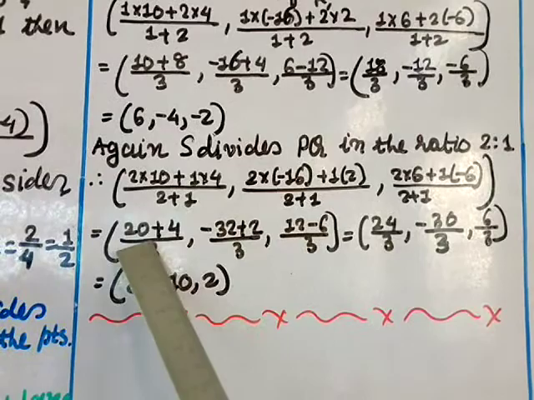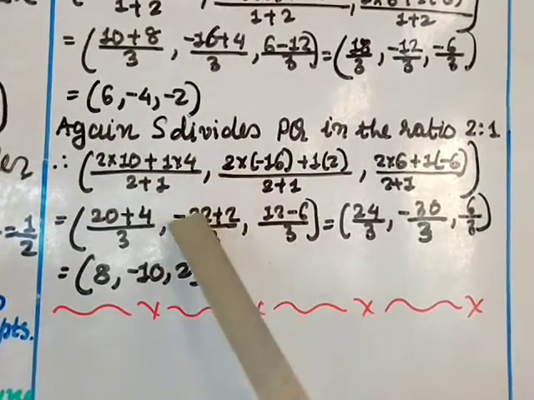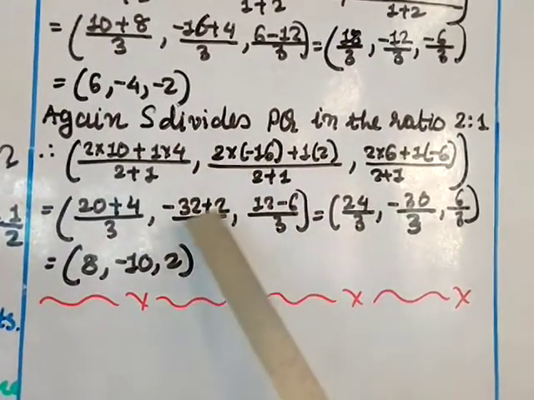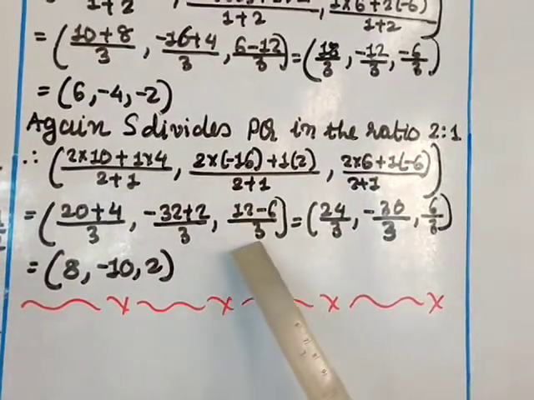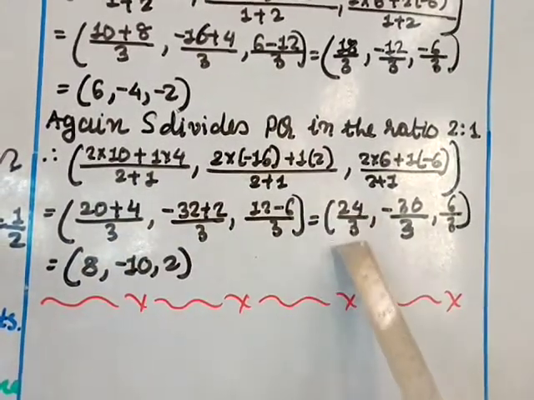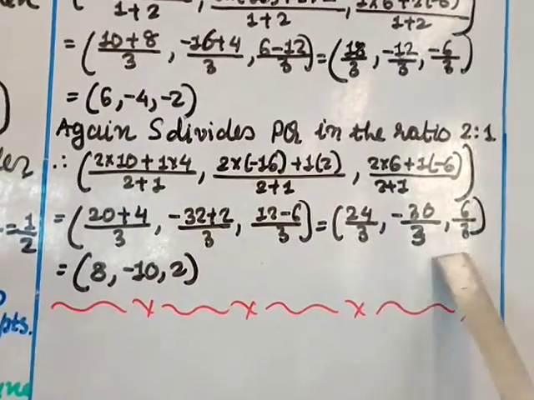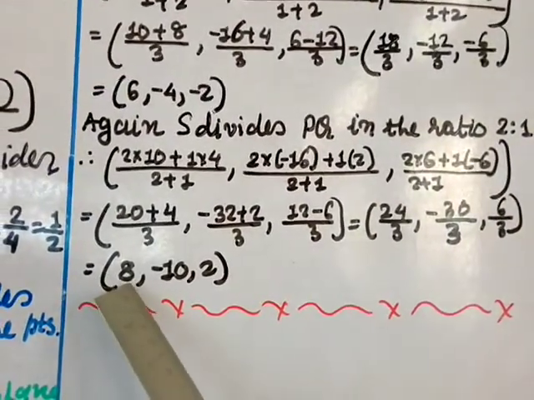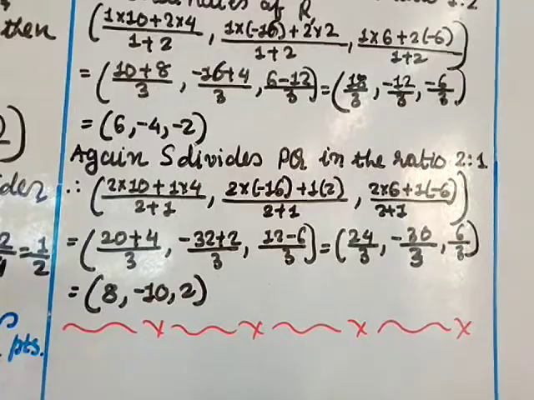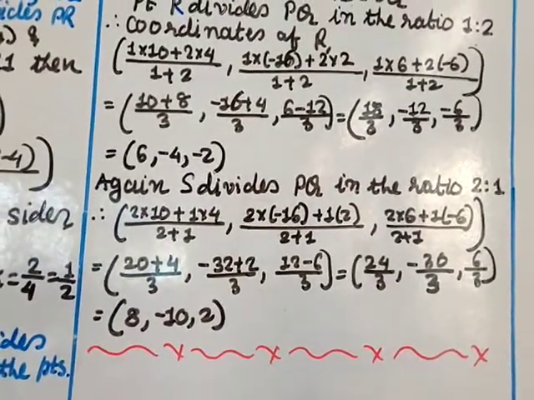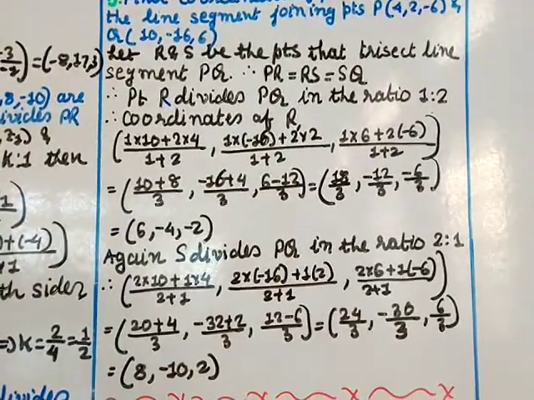So here 2 into 10 is 20, plus 1 into 4 is 4, divided by 2 plus 1, which is 3. 16 into 2 is 32, but it is negative, so -32, plus 2 into 1 is 2, divided by 2 plus 1, which is 3. 2 into 6 is 12, plus 1 into -6 is -6, divided by 3. 20 plus 4 is 24 by 3, -32 plus 2 is -30 by 3, 12 minus 6 is 6 by 3. Each term can be cut by 3, so you get 8, -10, and 2. So those are the coordinates of the points which trisect the line segment joining the points P and Q. That is the solution for question number 5.